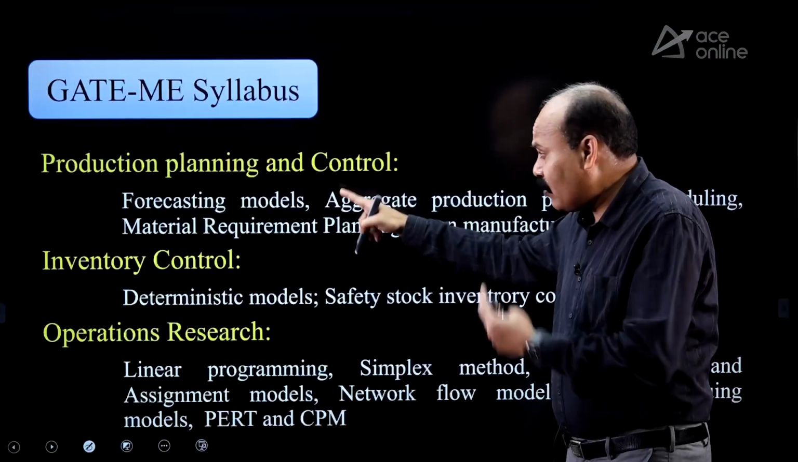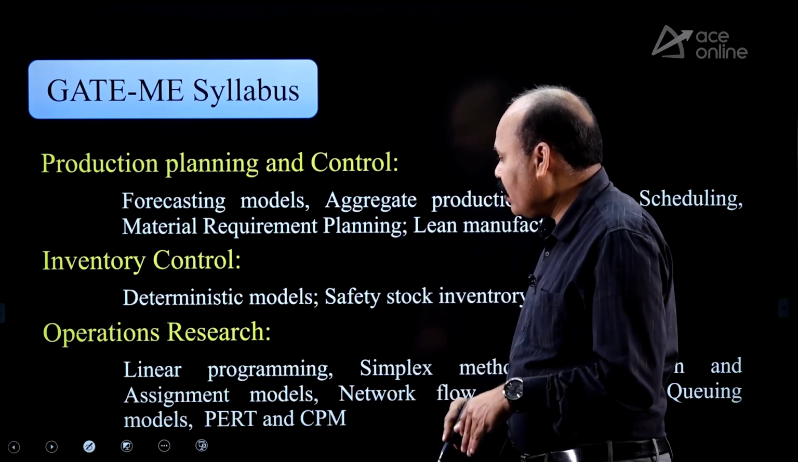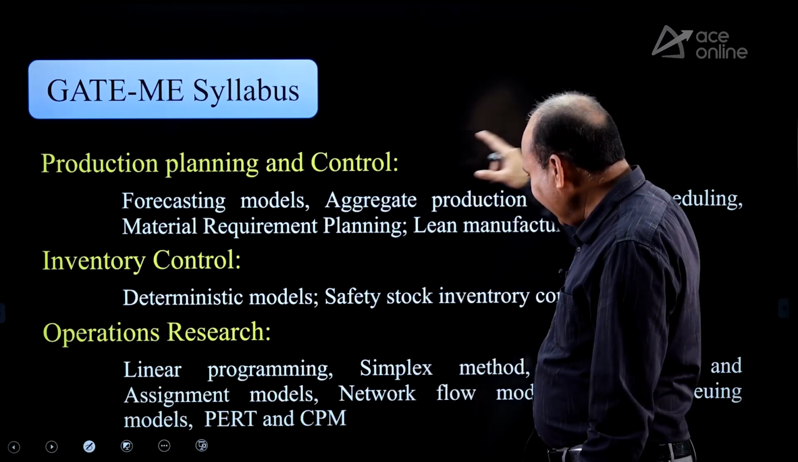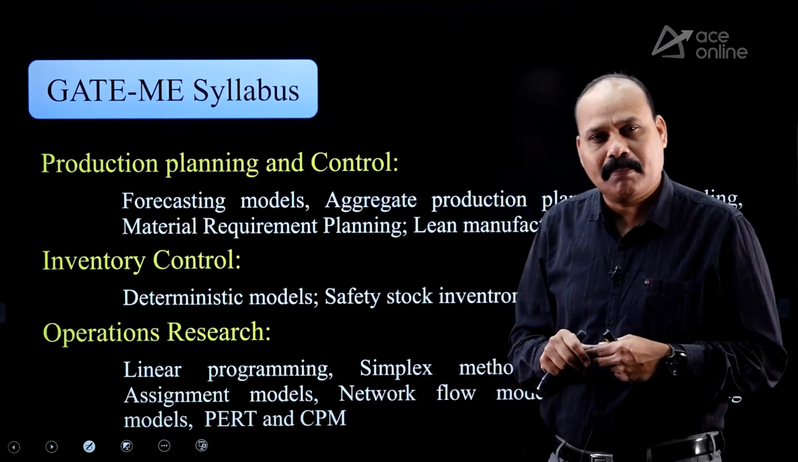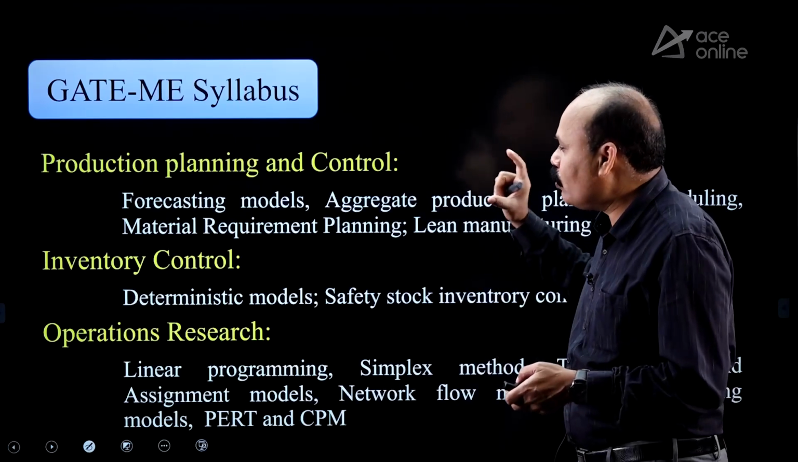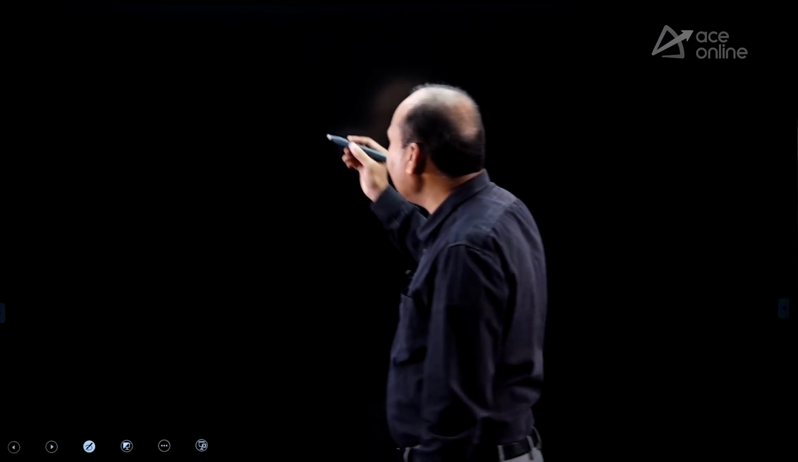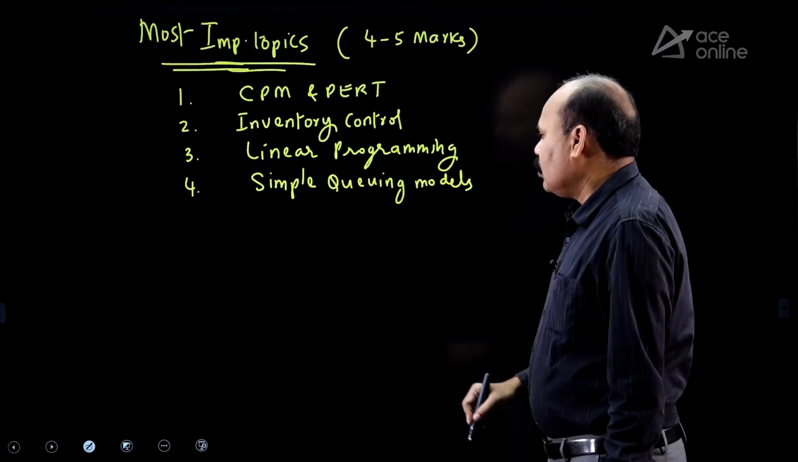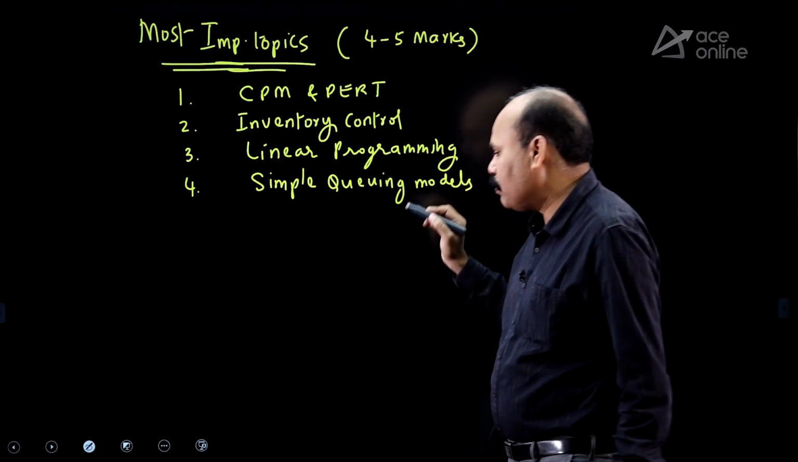In the syllabus you can find three headings, as you know very well: PPC, Inventory Control and OR. In the entire syllabus, only 20% of topics are very important. So what are the 20% topics and where should we focus? Just let us have the important topics: simple queuing model, CPM and PERT, inventory control, linear programming and simple queuing model.